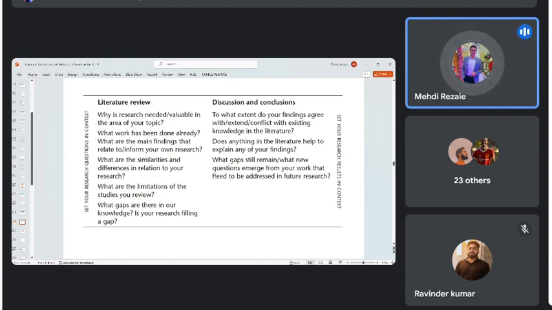And what gaps still remain? What new questions emerge from your work that need to be addressed in future research? Those points can be added in the discussions too.